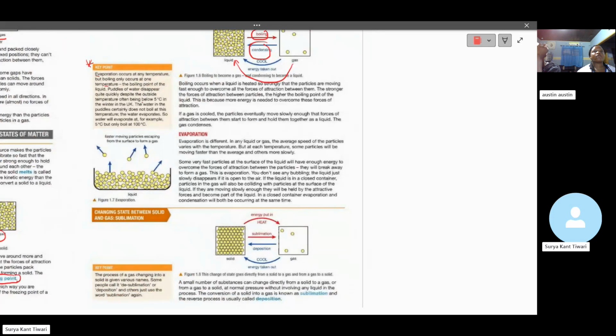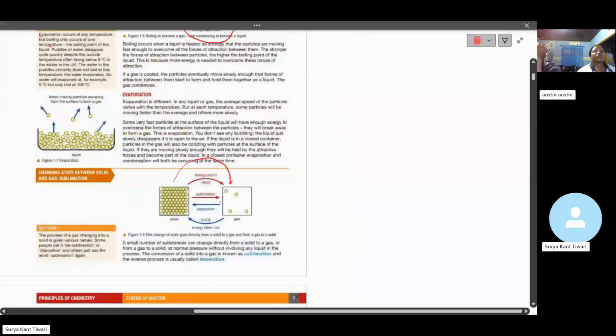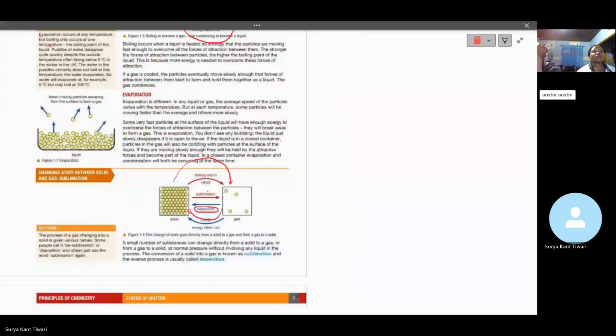Now see, we are going directly from solid to gas. When a gas becomes a solid, it is called deposition. And when a solid becomes a gas, it is called sublimation. Good job.